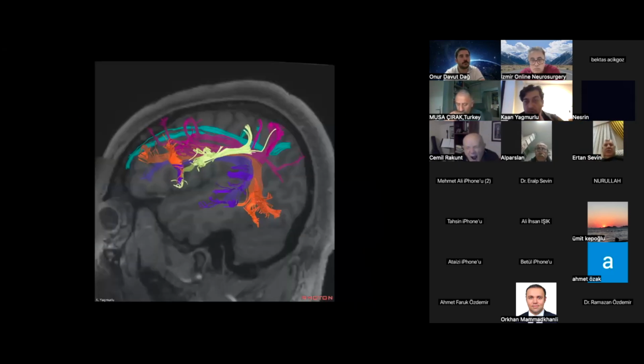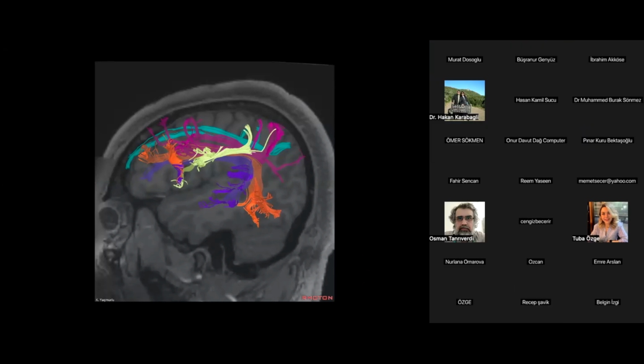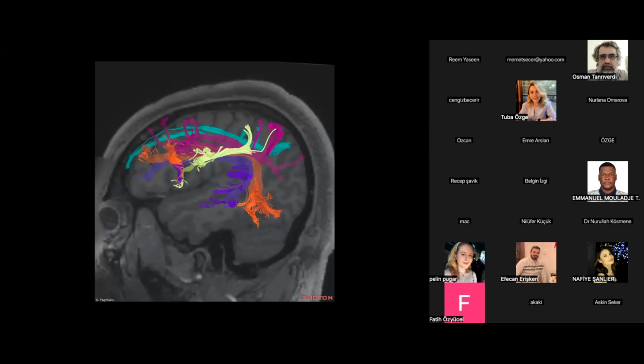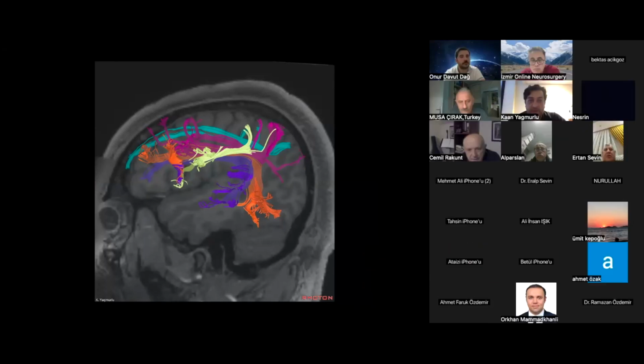DTI is a very important tool to demonstrate the fiber tracts. In case of the presence of a tumor, we can also see dislocations of the fiber tracts that we want to preserve, especially what we see here, the arcuate fasciculus. We want to always preserve this arcuate fasciculus.